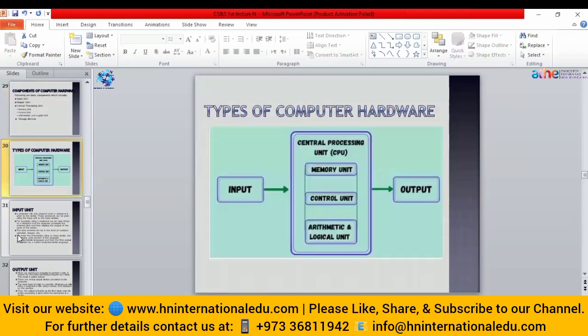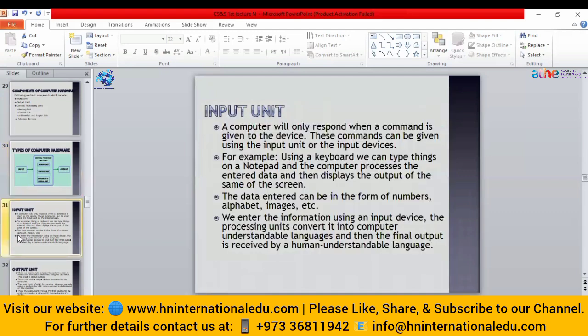So those are the types of computer hardware: input, CPU, the central processing unit. In the central processing unit, we are utilizing the memory unit, control unit, and ALU, arithmetic and logic unit. And the output will be in front of us. That can be a printer, a monitor, or speakers. So a different variety of output units or output devices are available.